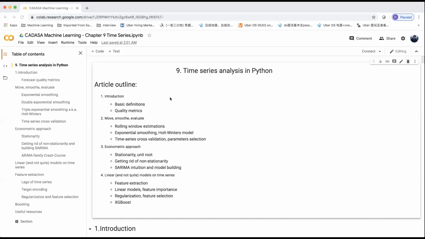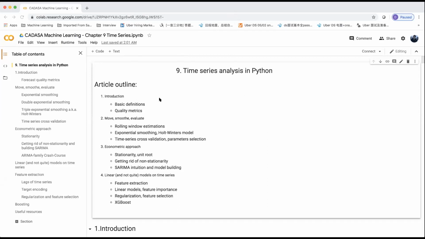Okay, so we are gonna actually get started with this chapter today. This is time series analysis in Python. Time series is absolutely one of the most important and also commonly used techniques in a lot of fields, like finance, stock price prediction, and other time series seasonality prediction. So today we are gonna give you guys an introduction to time series analysis.